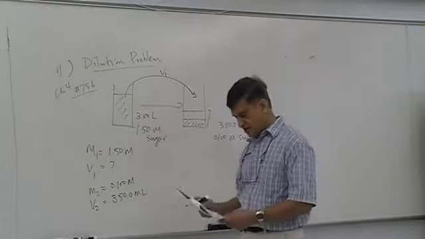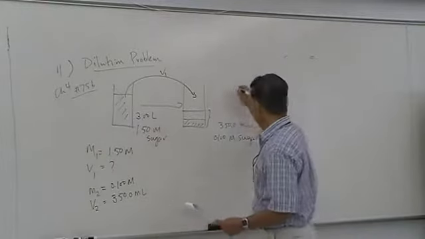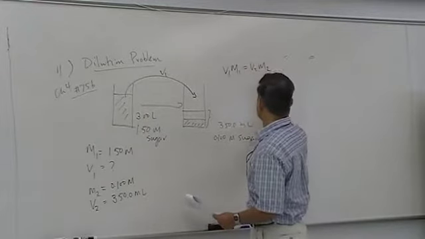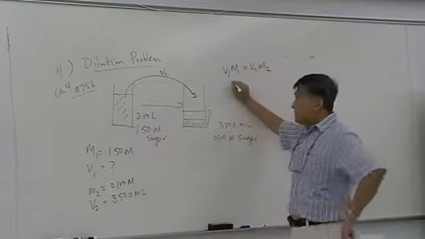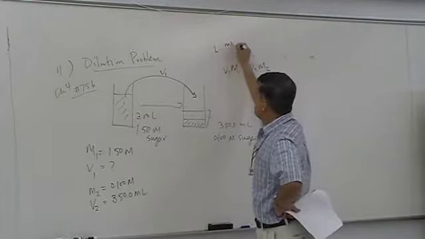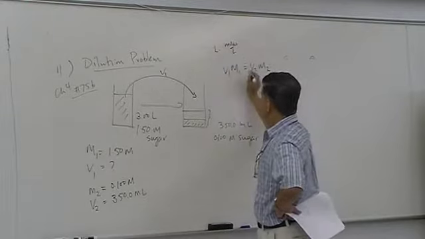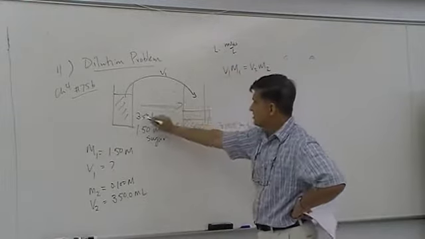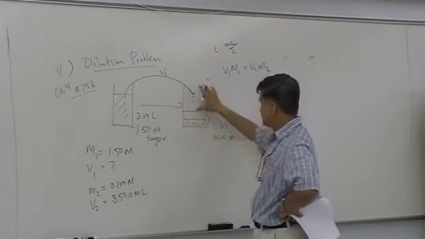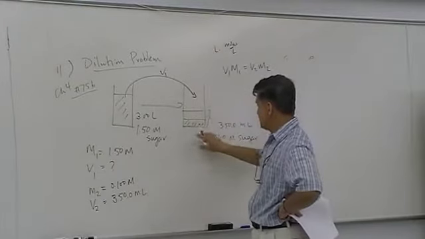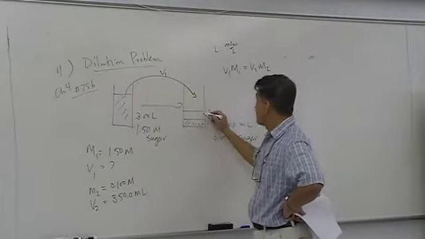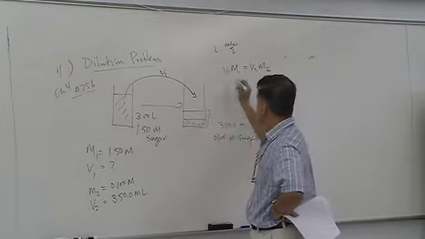Molarity times volume, let me write down here. V1 M1 equals V2 M2. Let me tell you what's happening here. If this is in liter, then liter times moles per liter gives you moles. That means the moles of sugar at the beginning are the same as the moles of sugar at the end. If you just focus on this beaker, you'll see that. Whatever number of moles of sugar I got, by adding water, it doesn't change. That's why I can apply this.